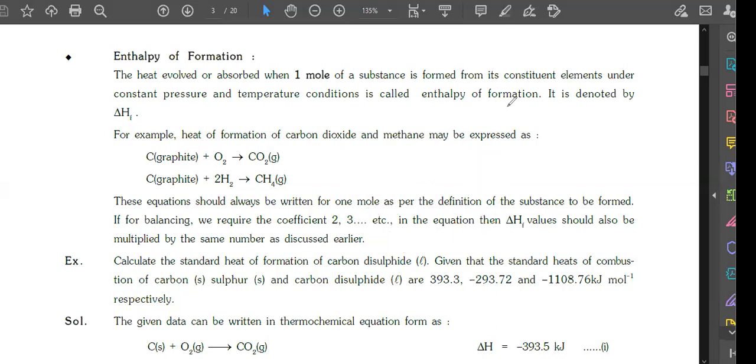So enthalpy of formation, as we studied in last class, is basically the heat absorbed or evolved when 1 mole of substance is formed from its constituent elements under constant temperature and pressure. I hope all of you remember this. Got it? I'm just revising this.